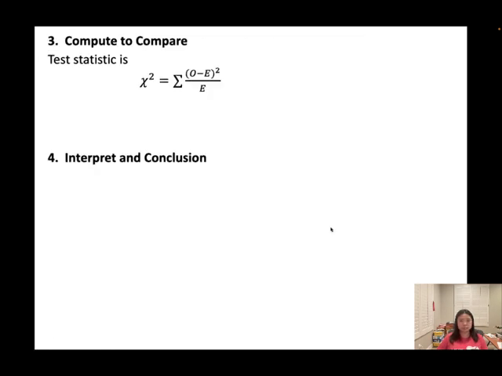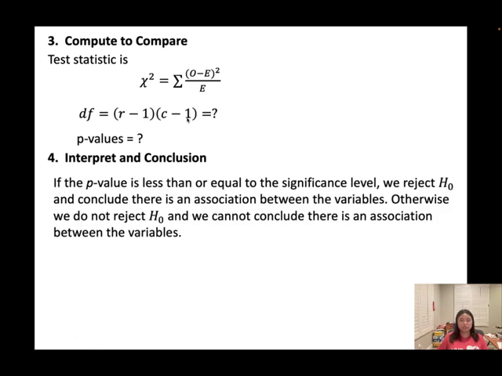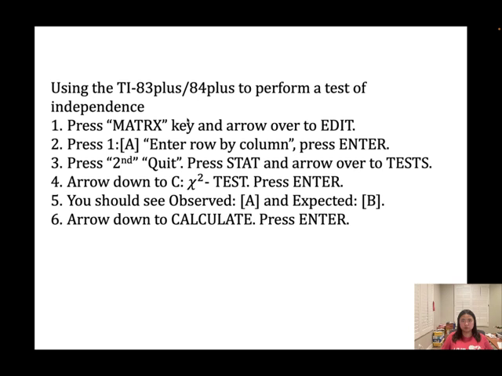Okay, test statistic, same formula. Since this is a contingency table, we do have a specific way to find the degree of freedom. Degree of freedom will be the row minus 1 times the column minus 1. And then find the p-value. If your p-value is less than or equal to the significance level, we reject it. Then we draw the conclusion, okay? And this is the step for how you guys use your calculator to find the test statistic, p-value, and also the degree of freedom.